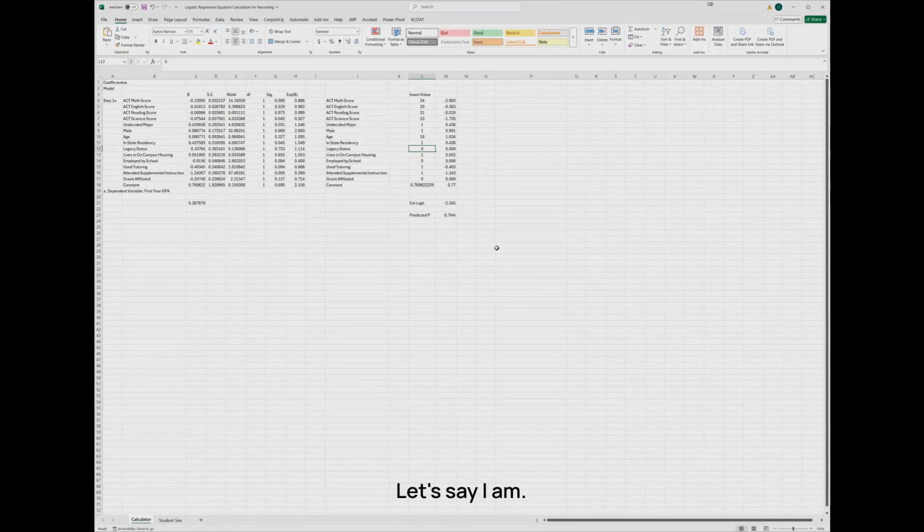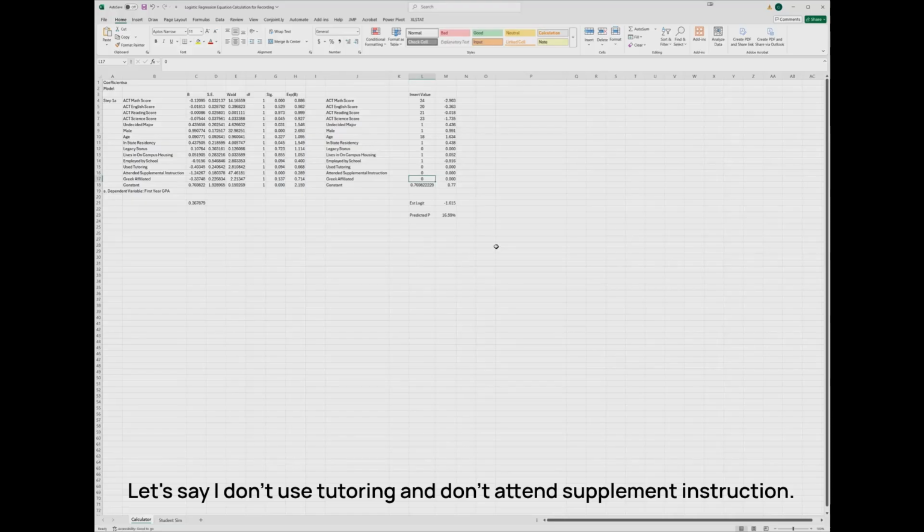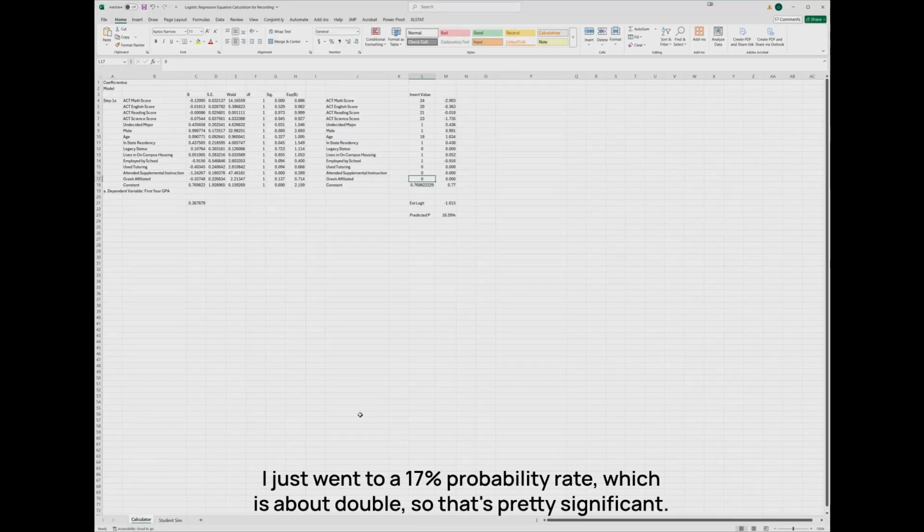Let's say I'm employed by the school and I use tutoring. Let's say I don't use tutoring and don't attend supplemental instruction. I just went to a 17% probability rate, which is about double.